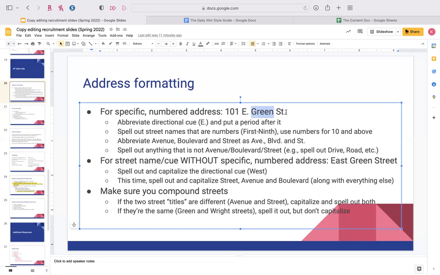and then street would be abbreviated like that, and for which kind it is, there's a rule. Avenue, Boulevard, Street are going to be abbreviated in this case, but if it was road, drive, any of those other types of streets that there could be, those would be spelled out every time, because that's how AP style does it.